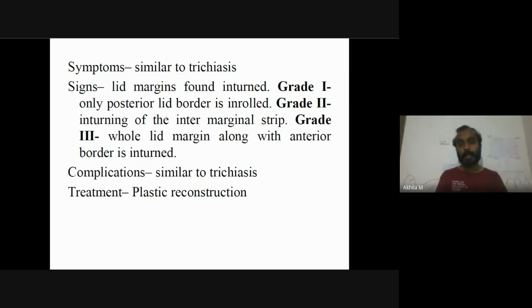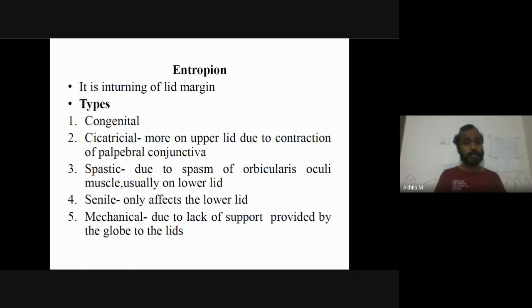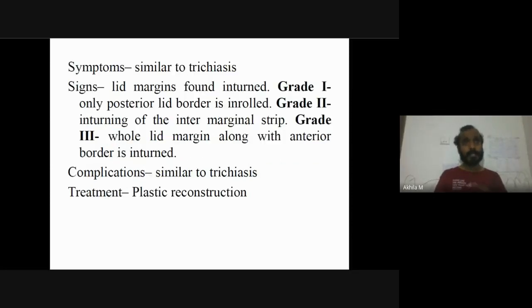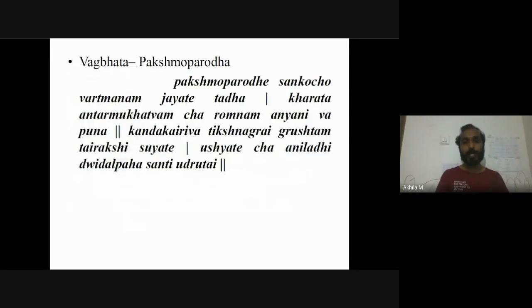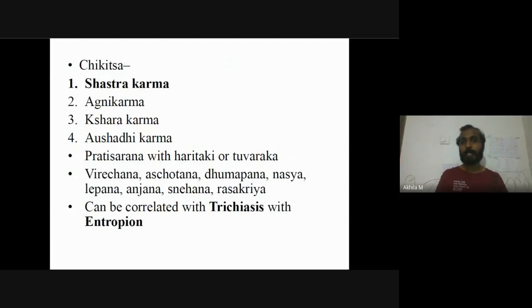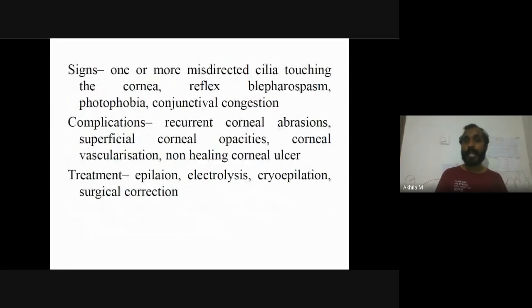So according to the turning of the lid margin, different grades and types are there, and the signs and symptoms are almost similar to those of trichiasis. The complications are also similar to those of trichiasis. Treatment is a plastic reconstructive method. So this pakshma kopa or pakshma uparodha, according to the condition, can be correlated with trichiasis or entropion.